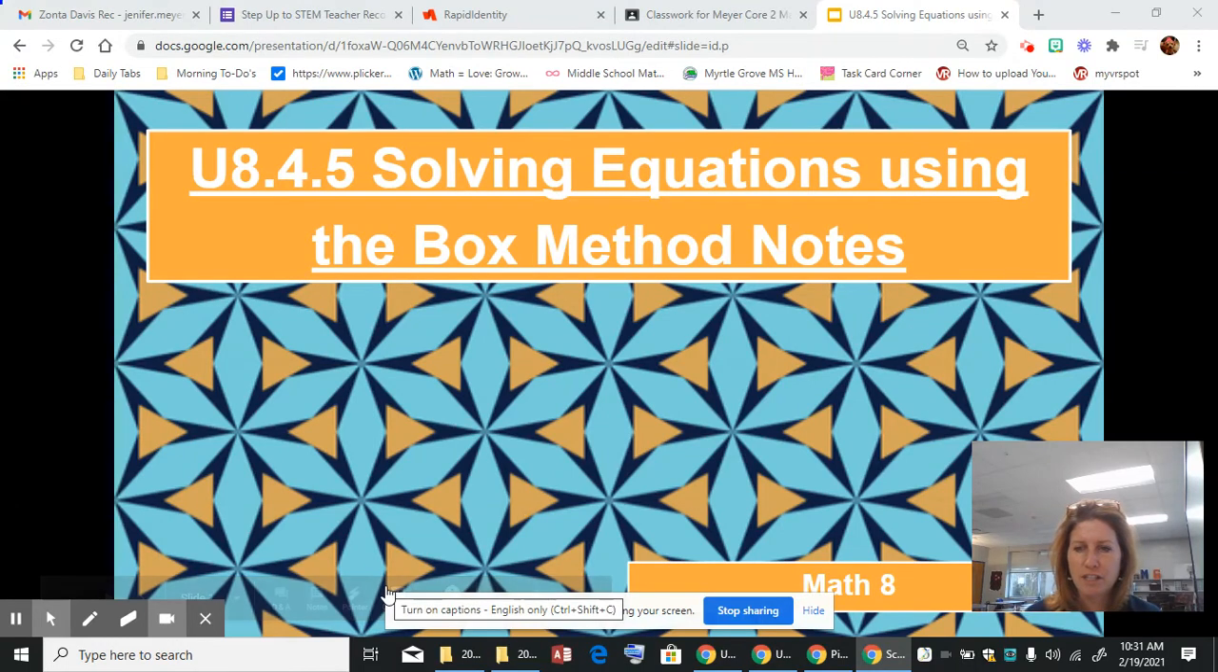Hi, everybody. We're going to be looking at solving equations today. They're going to be multi-step equations, and we're going to use a new method called the box method.